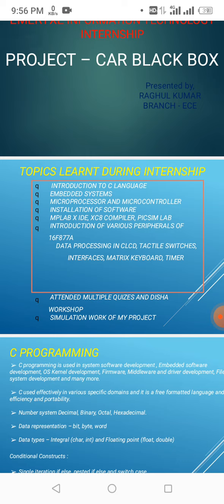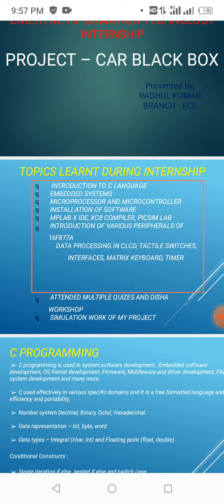First of all, I learned an introduction to C language. It's a very simple language in computer programming. Next, I learned about embedded systems. It's a very useful topic in my career because I have studied core subjects in my college. After that, microprocessor and microcontroller were very useful for me to understand the basic concepts of how to work on a simulator and how to run the simulator project.